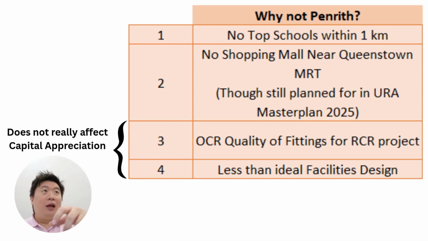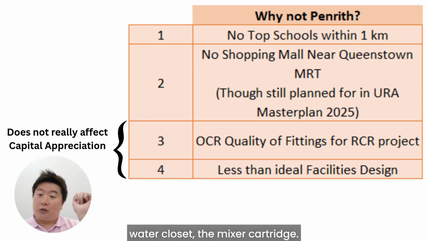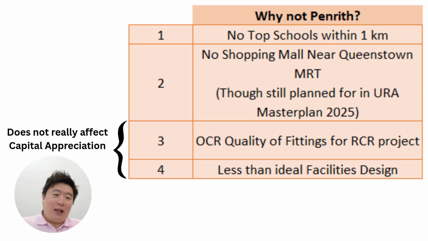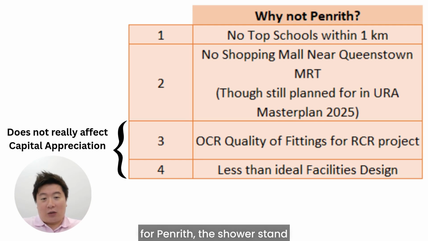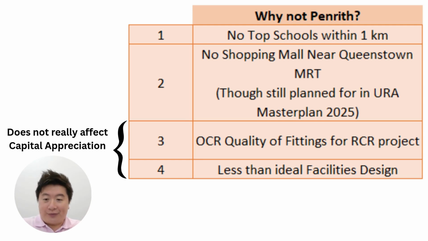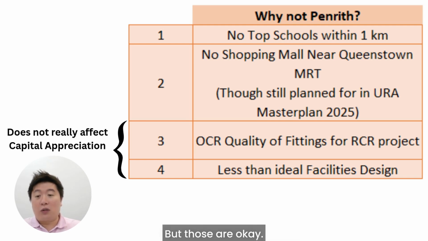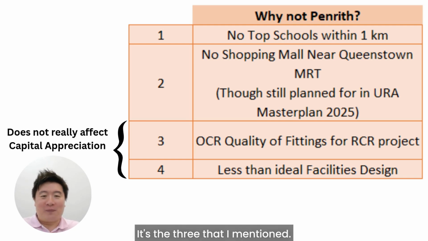Your shower. And then lastly was the Roca water closet, the mixer cartridge. So I'm not a fan of Roca based on what I've shared with you, right? It's very easy to understand why. The good thing is for Penrith, the shower stand and the shower head are all Grohe. It's only the water closet and the others that I mentioned, but those are okay, no issues. I'm still using them, no issues. Yeah, it's the three that I mentioned.